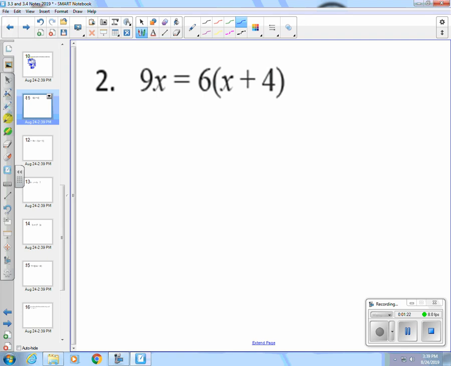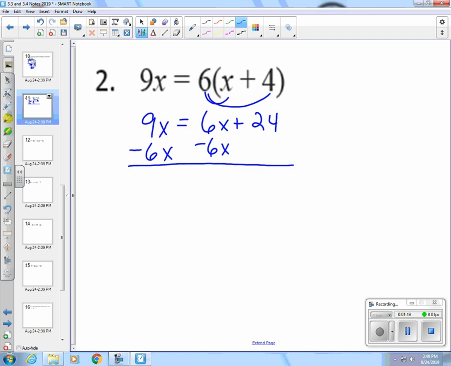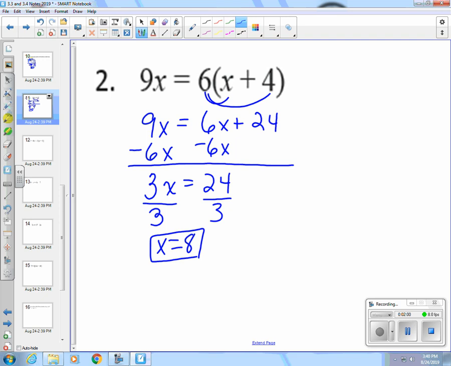So on this problem, we have 9x equals 6x plus 4, or excuse me, 6 times the quantity, x plus 4. So first we have to do a little distributive property. 6x plus 24 equals 9x. And now the variables are on both sides, but we don't have a constant on both sides. So we need to move this 6x over to the other side by subtracting 6x. So we end up with 3x equal to 24. And then we can divide by 3 on both sides and find out that x equals a positive 8.